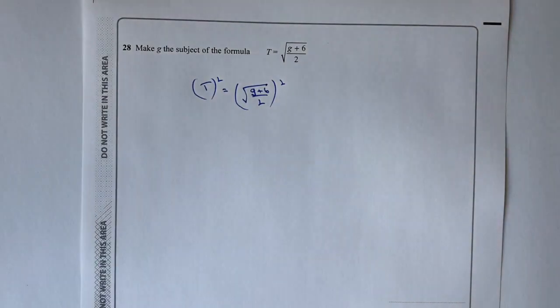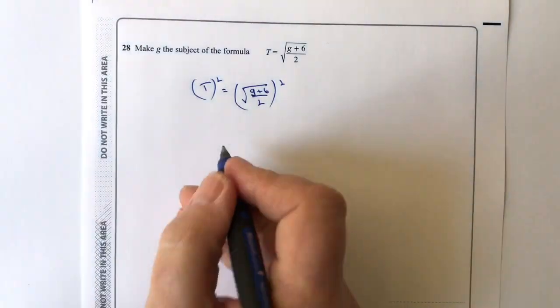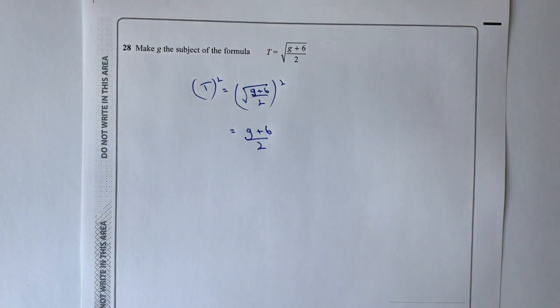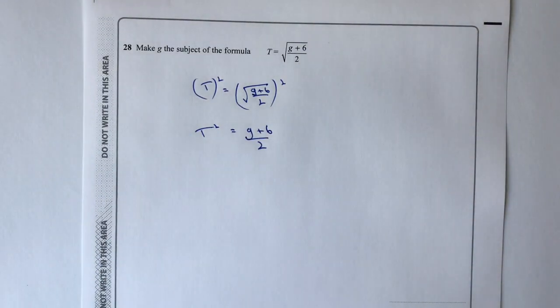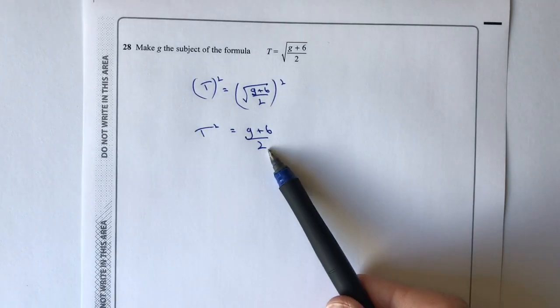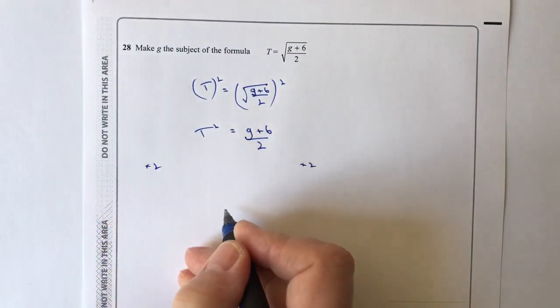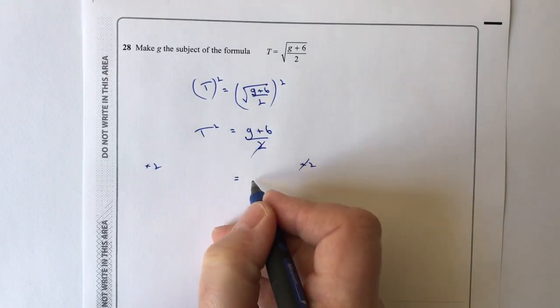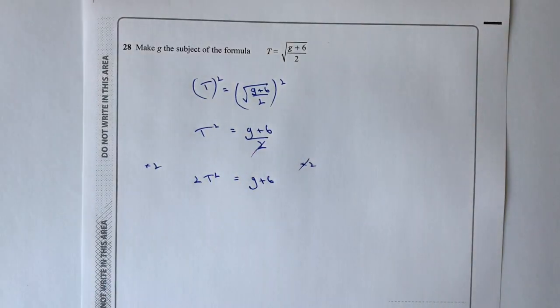The effect of that is that the square root and the square then disappear, and I end up on the right hand side with g plus 6 over 2, and on the left hand side I end up with t squared. Now I've got to deal with this fraction, g plus 6 over 2. So to deal with that, I'm going to multiply both sides by 2, because if I multiply something that's divided by 2, I lose those and I get g plus 6. On this side I've got 2t squared. Hopefully you're following this.